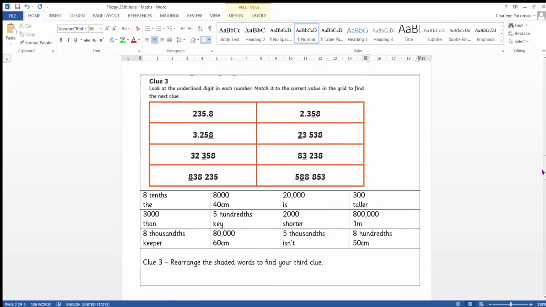So, clue 3. Look at the underlined digit in each number and match it to the correct value in the grid to find the next clue. Look at the first one, 235.8. What is that 0.8 worth? Imagine it in a place value chart. It's just after the decimal point, so it's worth 8 tenths. You'd find 8 tenths on here and highlight it. That is your first clue. Once you've got them all, rearrange them and it'll give you your third clue.